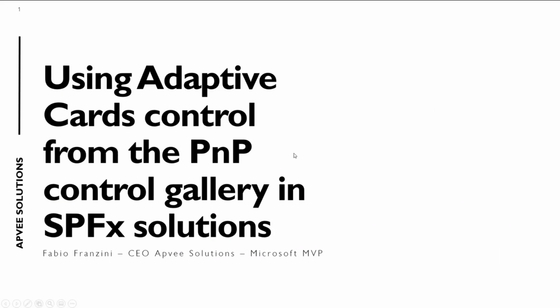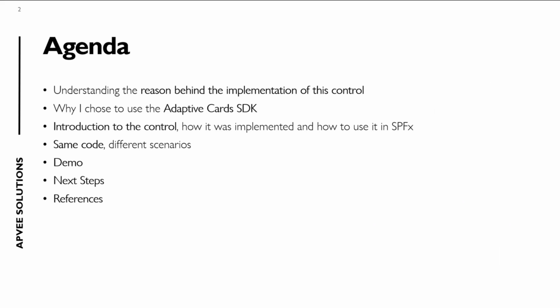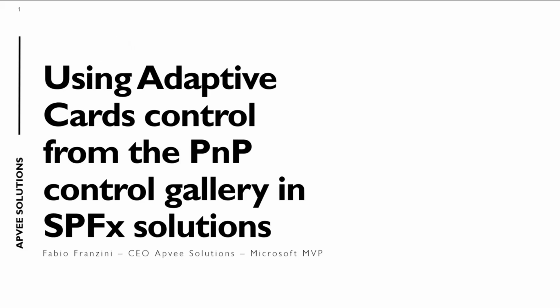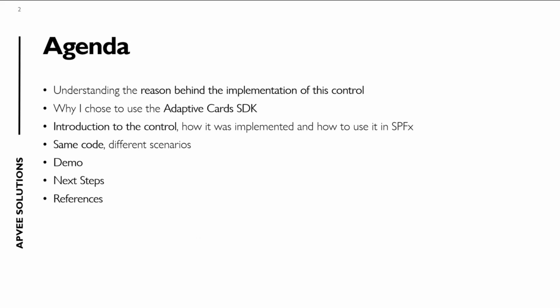Thank you, Patrick. Let me share my screen. So, hello everyone. In this very quick session, I want to show you a control that I created for the PnP control gallery. And the control is the adaptive card host control. So let me explain the agenda. I want to show you the reason behind the implementation of this control, why I chose the adaptive card SDK to implement this control, just an introduction on how to use this control, and then I'll show you the code and different scenarios of using the control. Then I'll show you the next steps of the implementation and some references.